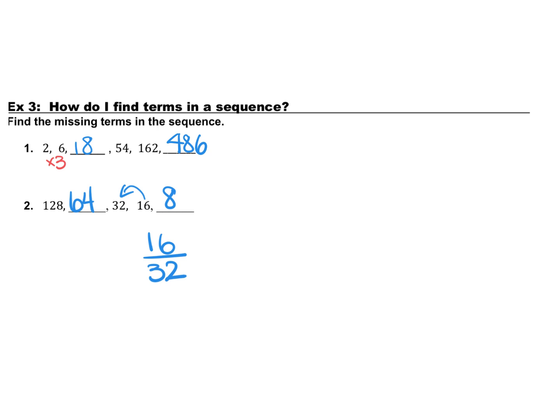So in this lesson, we took a look at how to identify geometric sequences, find a common ratio, and then find the missing terms in that sequence.